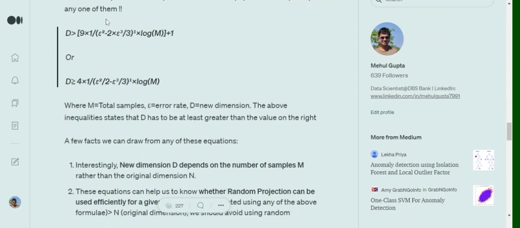Now what is this epsilon in the equation? Basically it's nothing but the error rate. The higher the epsilon value we keep, the lower we can go in d. But the lower the dimensions we get, the higher the chances of error. So epsilon should be kept low so that the data doesn't go bogus.